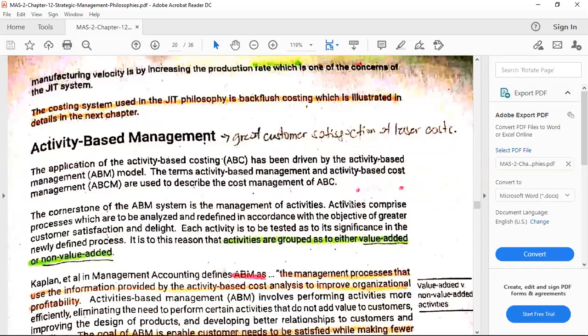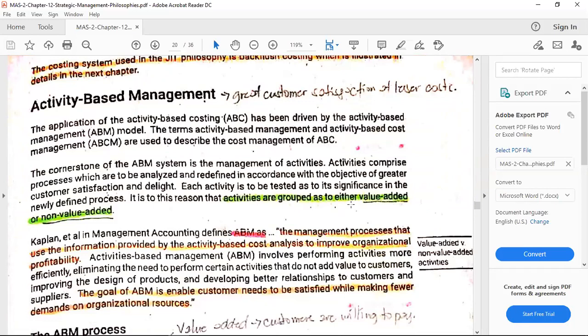Next up is Activity-Based Management. This talks about the application of the activity-based costing, which has been driven by the activity-based management model. So what do we mean really by activity-based management? That means that we are going to manage the activities. And if we say manage, we have to make sure that they have been properly planned, organized, staffed with respect to the respective employees, and led or directed and controlled properly. And then the bottom line is on the respective drivers of costs.